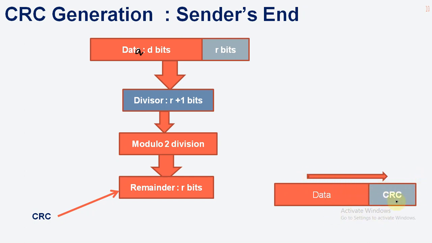The data plus CRC will be added at the receiving end, and it will be divided by the agreed upon divisor, that is the generator polynomial. If the receiver gets no remainder, then supposedly no errors have happened. And if it generates a remainder at the receiving end, then definitely some errors must have crept in.